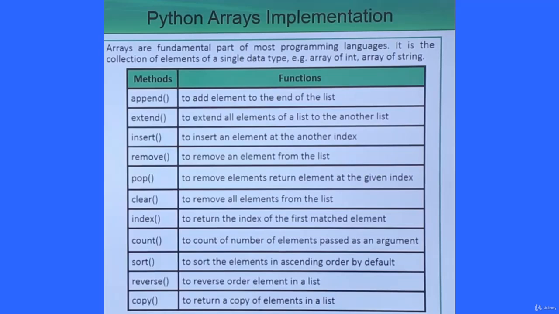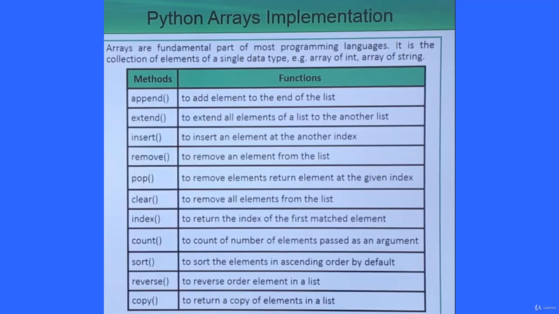Next one is sort, to sort the elements in ascending order by default. Next one is reverse, to reverse the order of elements in a list. So the order of elements whatever was there initially will be reversed after application of this reverse method. Next one is copy, to return a copy of the elements in a list. So these are the different methods and the respective functions we have discussed. I think it would be better if you go for a demonstration.